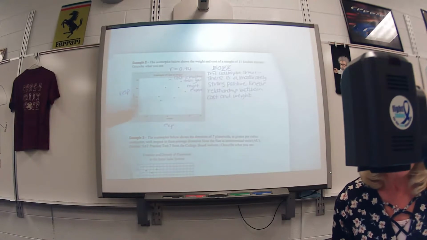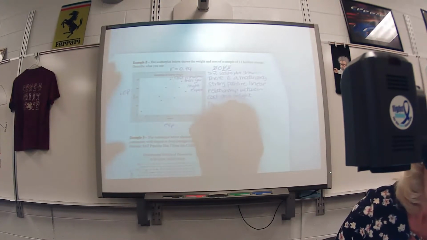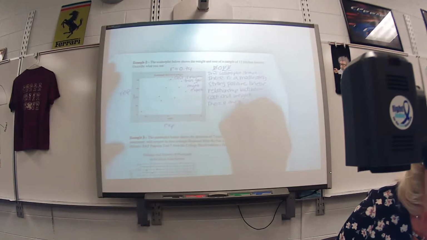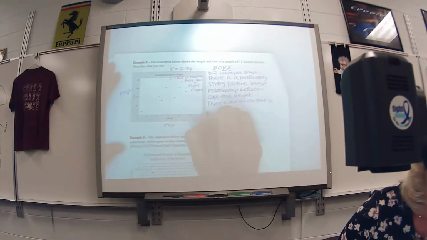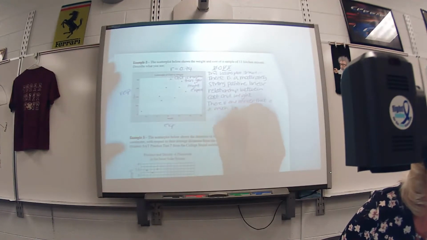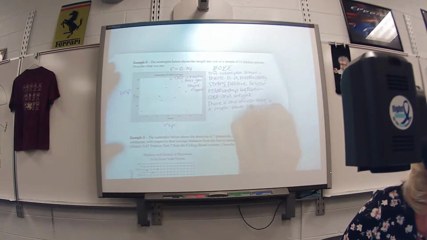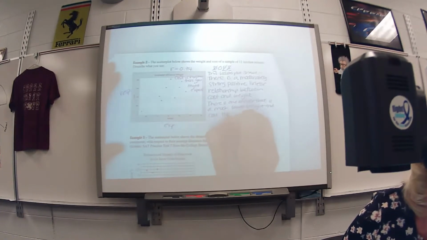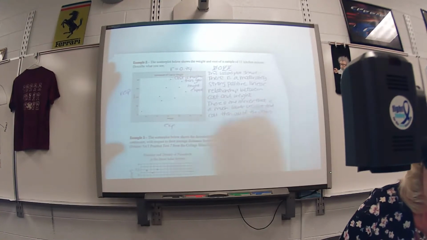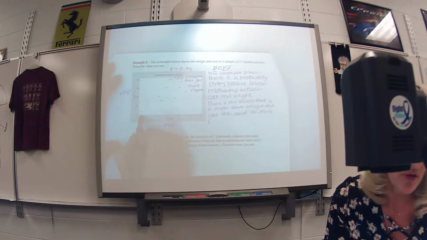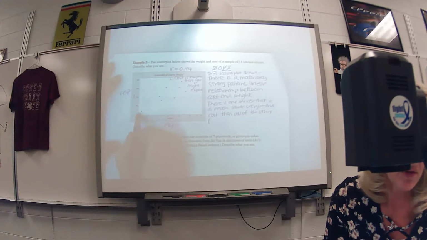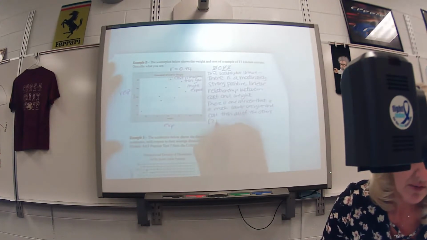The bottom line, what I would say here: there is one mixer that is a much lower weight and cost than all of the others. And then I would actually kind of estimate that ordered pair. I'm going to guess, about 3 pounds and about $40.